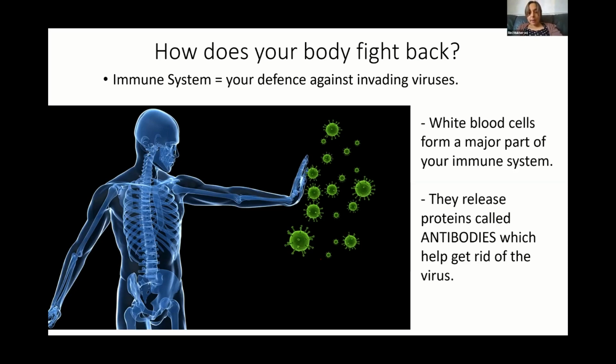Our white blood cells are the cells which form the majority of our immune system, and they release little proteins which we call antibodies. So you probably all have heard of antibodies, especially from the news at the moment, the antibody test, which has just been approved yesterday for the coronavirus. So basically antibodies are little proteins which are released by white blood cells to help us to get rid of the virus. Now we will be exploring exactly how these white blood cells work and how they produce antibodies and how that relates to vaccinations and in turn why it's so difficult to make them.